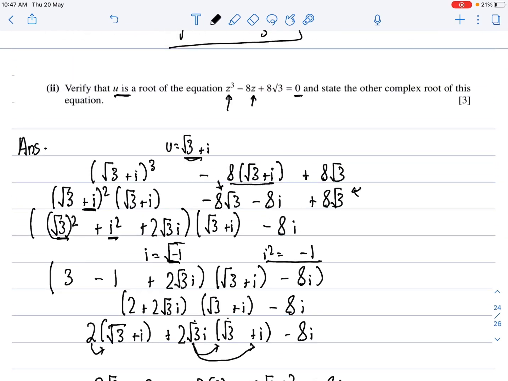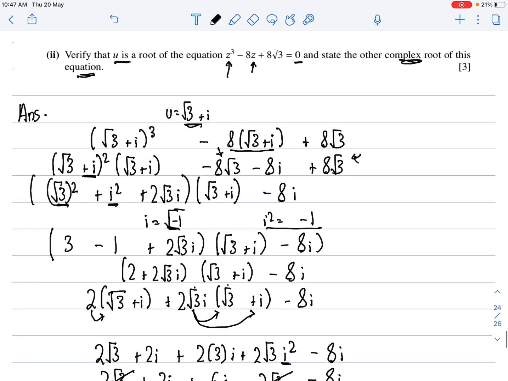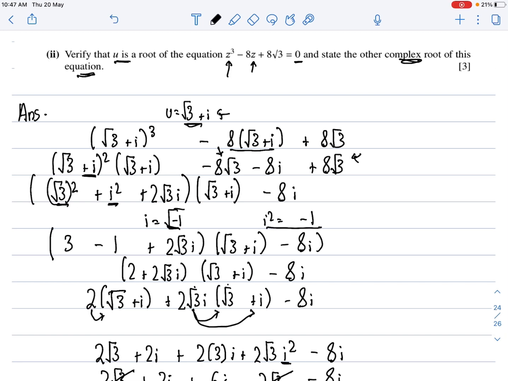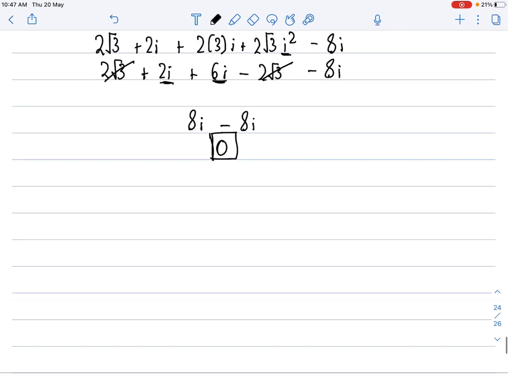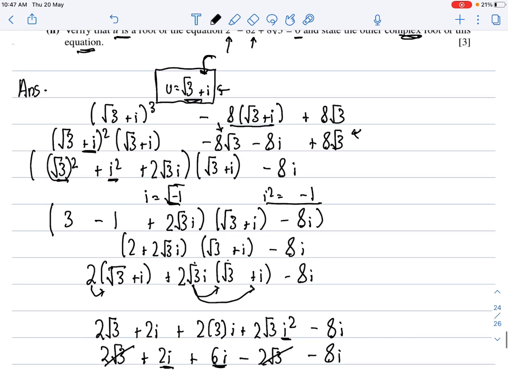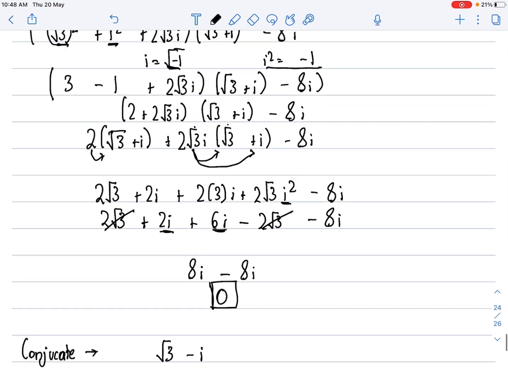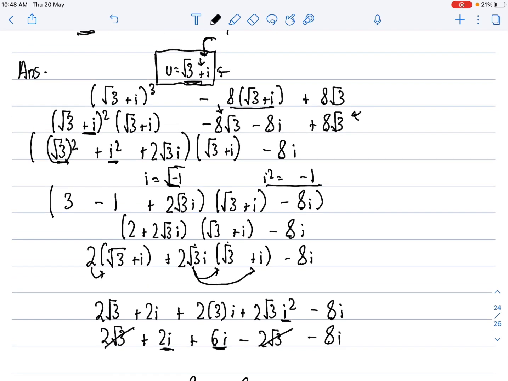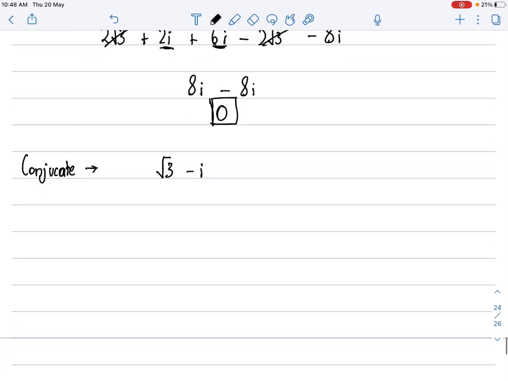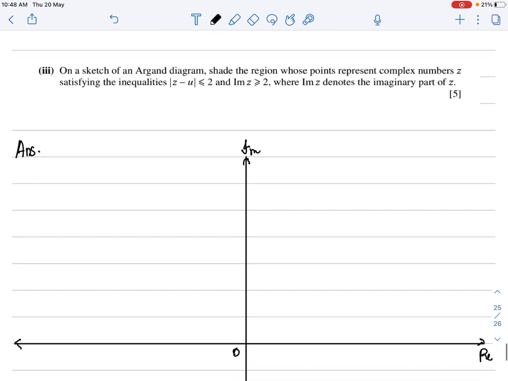Now I need to state another complex root of this equation. So you need to know that when they give you an imaginary root, here root 3 plus i, the other root is basically the conjugate of this root. So the conjugate of the root you have is basically root 3 minus i, because in the conjugate only the sign of the imaginary portion changes. So this is basically your other root. Yeah.